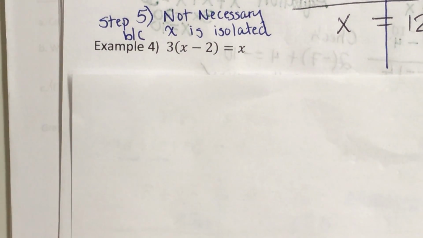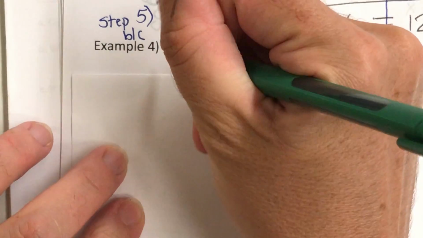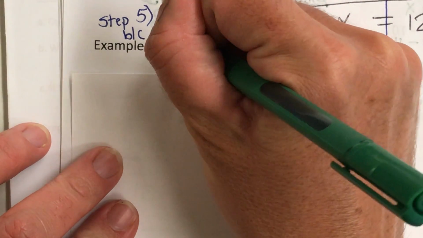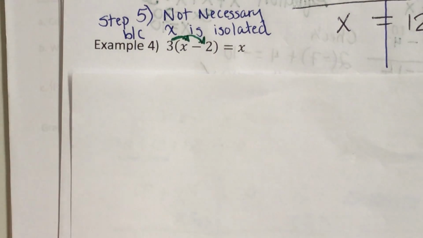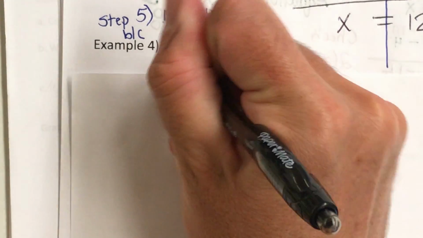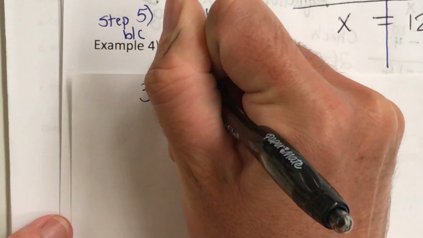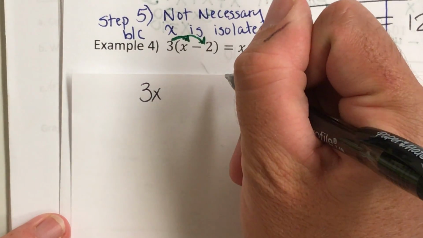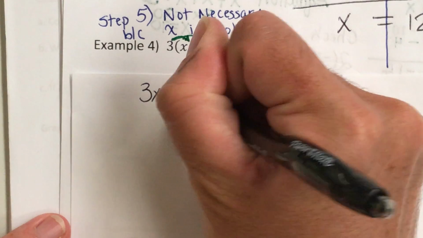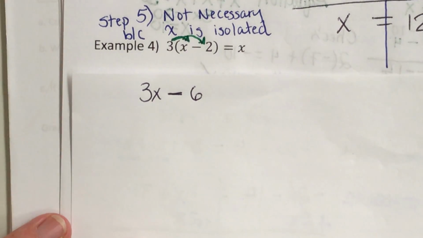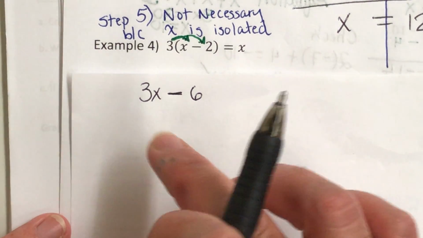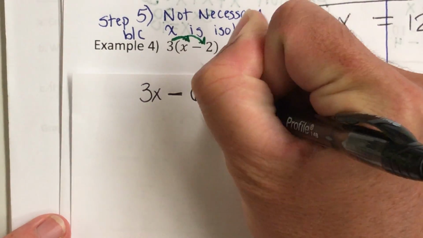Okay, so the first step is to get rid of parentheses. Remember, to do that, you are going to use your distributive property. I'm going to distribute the 3 to the x and the 3 to the negative 2. So when I do that, 3 times x is 3x, 3 times negative 2 is negative 6, or 3x minus 6. Guys, I don't ever use double signs, so if that's the habit that you're in, you're not going to see me do that, okay? So 3x minus 6 is equal to x.